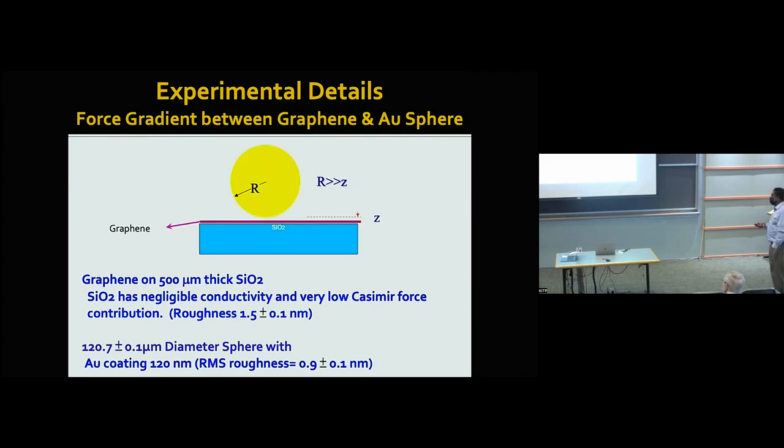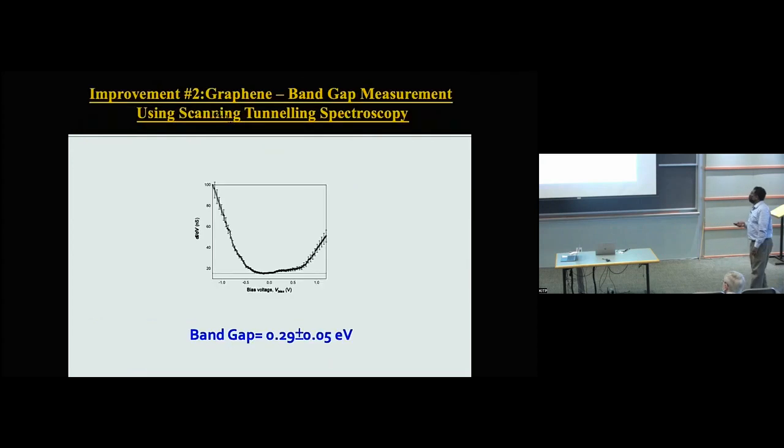The spheres we use are typical hollow glass spheres of 120 micron. We determined the band gap of graphene by using scanning tunneling spectroscopy. This is the differential conductivity as a function of the bias voltage, and by extrapolating these two sides, we can get the band gap. Again, it's not pristine, that's why you don't see the triangle, you don't see the cone. You see a parabola instead, because of the impurities.